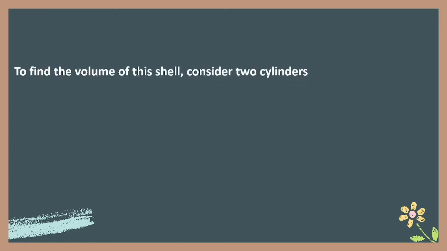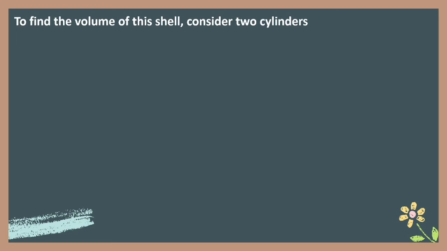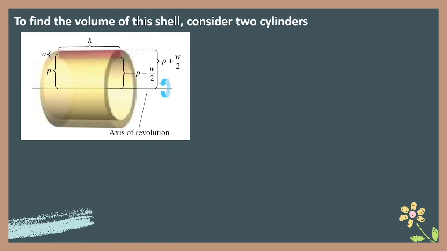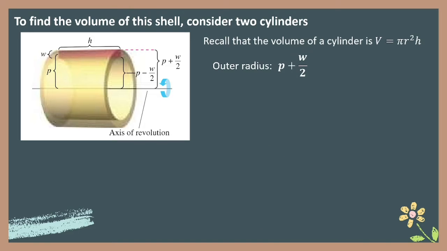Okay, so now to find the volume of this shell, consider two cylinders. So we have this one. Recall that the formula for the volume of a cylinder is pi r squared h, right? So our outer radius consists of P plus W over 2. That's the average radius for our shell plus half the thickness. And our inner radius here is P minus W over 2.